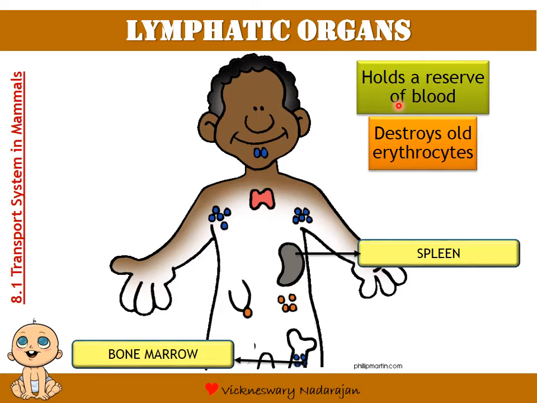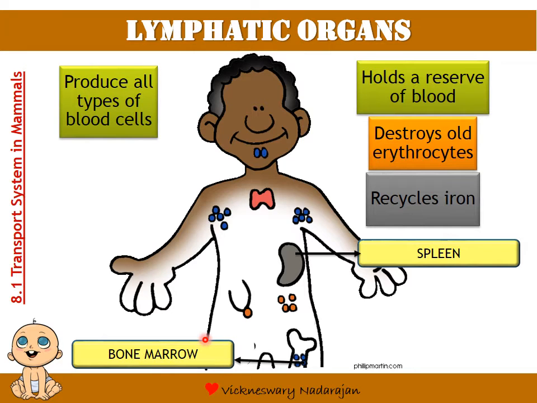Secondly, the spleen can help destroy old erythrocytes. Erythrocytes only have a lifespan of 120 days, after which they have to be destroyed by the spleen. Thirdly, we find the spleen can recycle the iron that it removes when it destroys the erythrocytes. Next, we look at the function of the bone marrow.